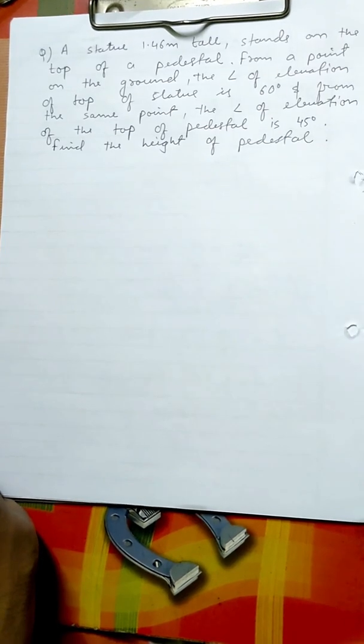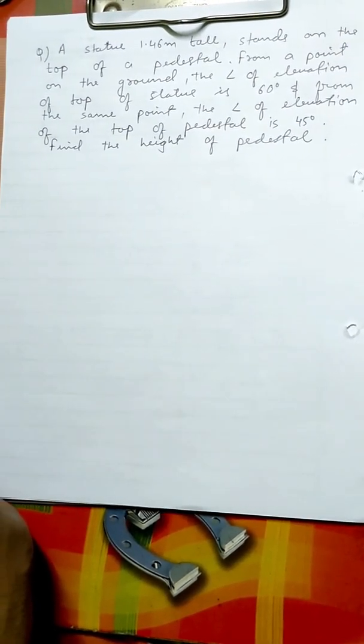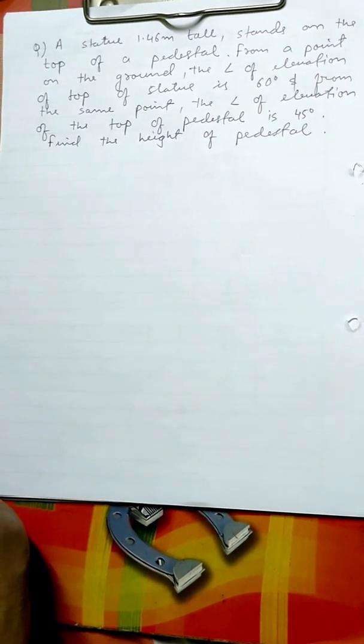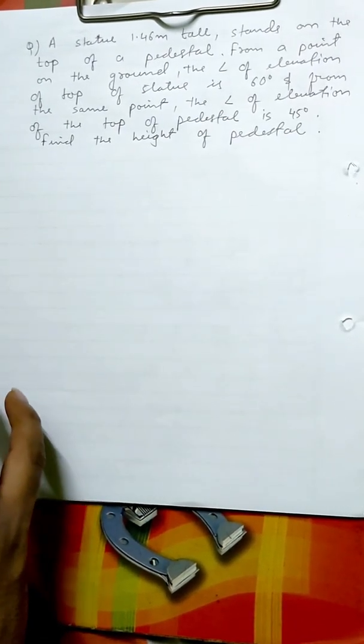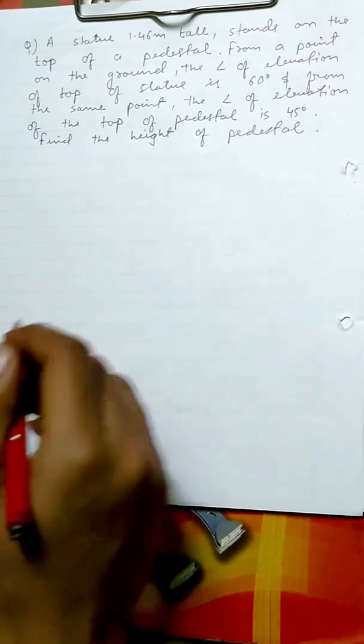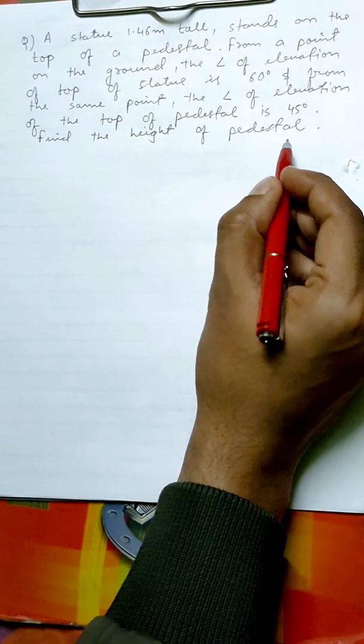So students, this is our next question, which is very famous. Statue on a pedestal. A pedestal is a stand over which a statue is kept. You may have seen that whenever you see a statue, it is placed on a stand. That stand here is called a pedestal. So it is nothing to worry about this term.